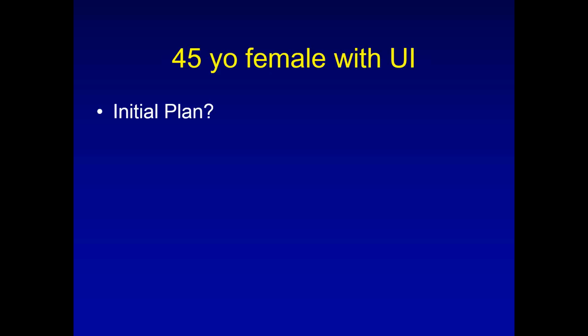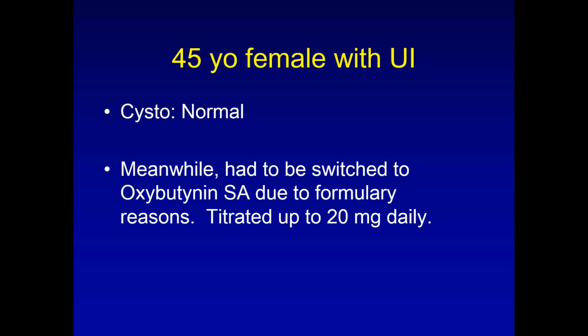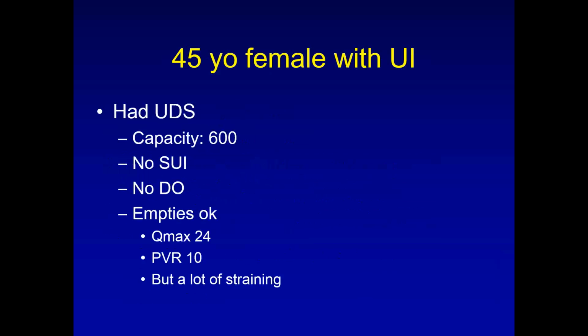Well, her symptoms were so out of whack and her age was so young that I scoped her first, actually. I was looking for something, in case she was some weird problem. Her cysto was normal, and as often happens, her formulary switched her to a different medication because her prescription plan wouldn't pay for the other one. So now she's on oxybutynin, and it was titrated up to 20 milligrams. So she went from solifenacin 10 to oxybutynin extended release 20.